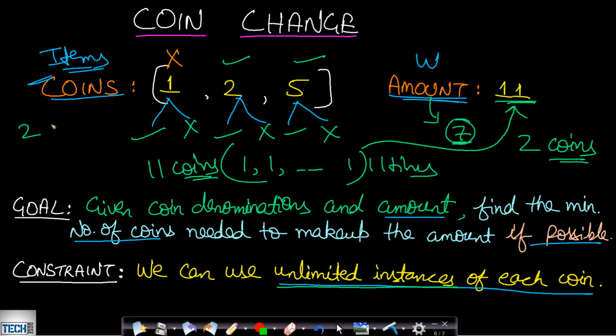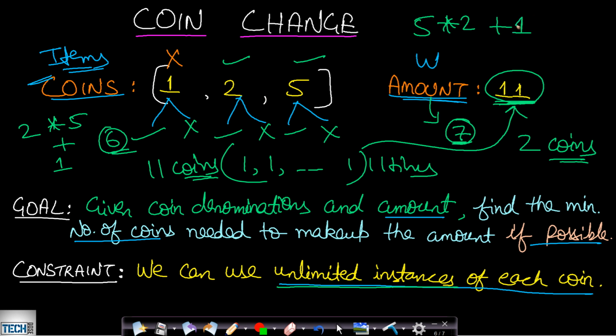Let's say you take coin 5 two times and then you take coin 1 once, then your total coins will be 3 and you will again be forming this sum equals 11. Actually, you can minimize it by taking 5 two times and coin 1 one time. So that will amount to 3 coins, and this will be the minimum number of coins in this case. Okay, so this is the coin change problem.